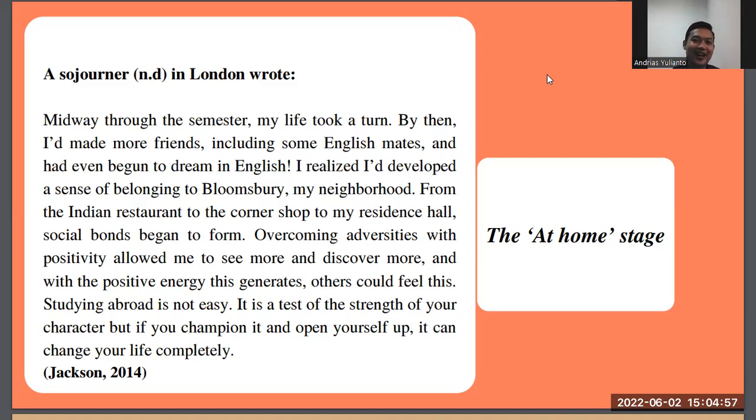So right now we can handle, we can adjust. We already adapt to the situation, so we are comfortable with the new environment. Here we enhance the self-confidence. Sojourners in this stage may employ more culturally appropriate problem solving and conflict mediation tactics. They are more adept at coping with challenges that come their way.